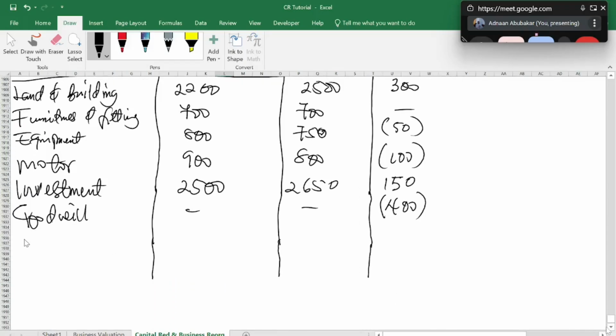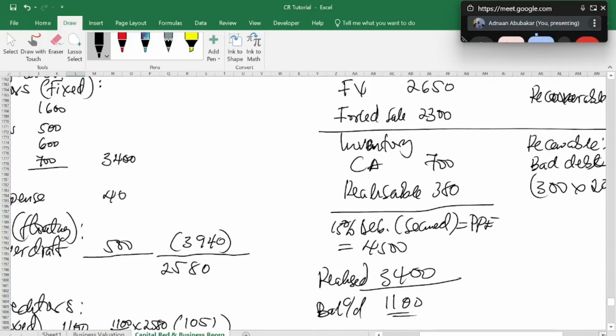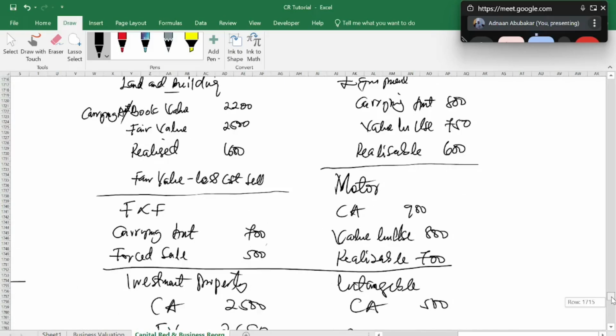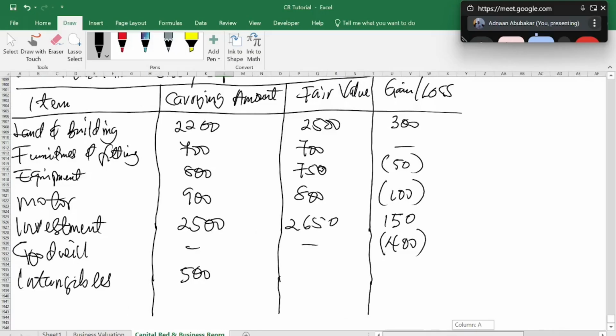And what again? Next one is intangibles. What did they say about intangible? What's the carrying amount of intangible? The carrying amount is 500. And what did they say about the fair value of intangible? We don't have the fair value, but we have recoverable amount and book value. So it's only two. Then the recoverable amount will stand. Is it negative or positive? Let me put it there first. 200. So it's negative 300.